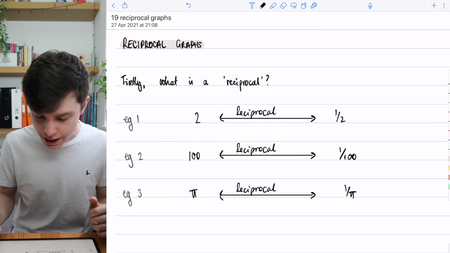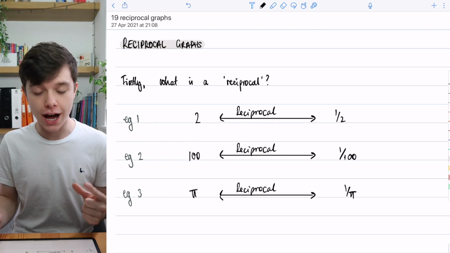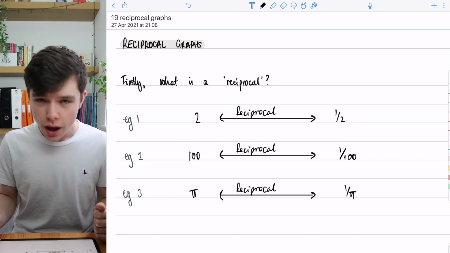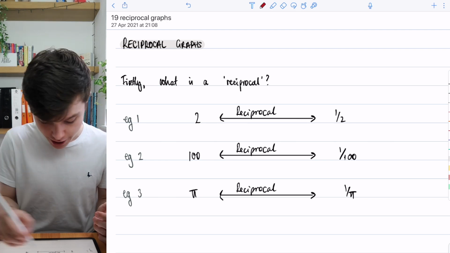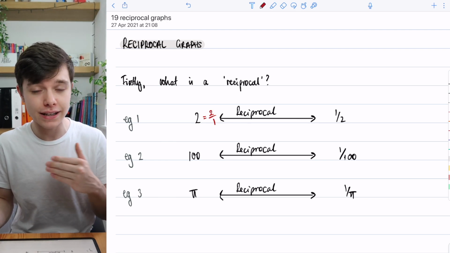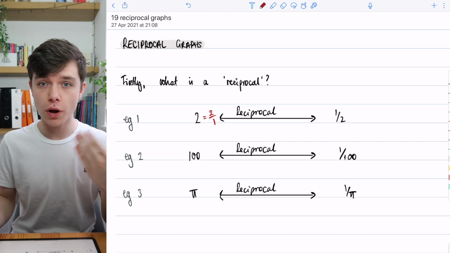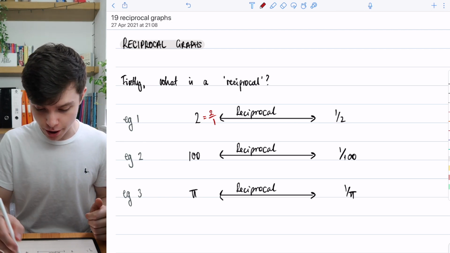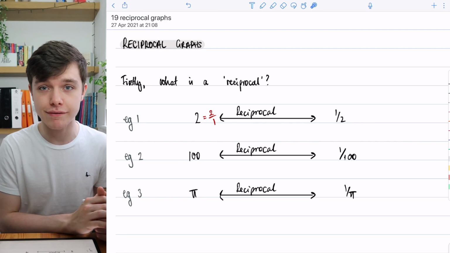okay? So to work out the reciprocal, we just take the number and we write it 1 over that number. In other words, we're kind of flipping the fraction. We can think of 2 as being the same as 2 over 1. We just don't need that invisible 1 there. So then all we're doing is just flipping the fraction. The 1's going to go on top, the 2's going to go on the bottom to give us 1 over 2. And the same for 100 and the same for pi.